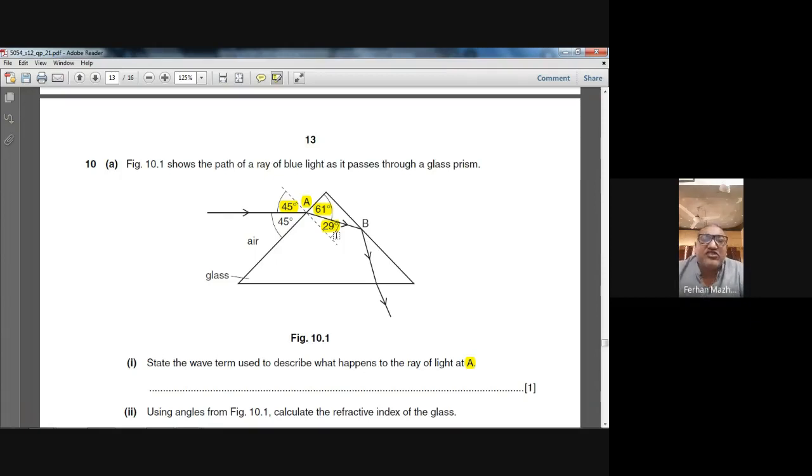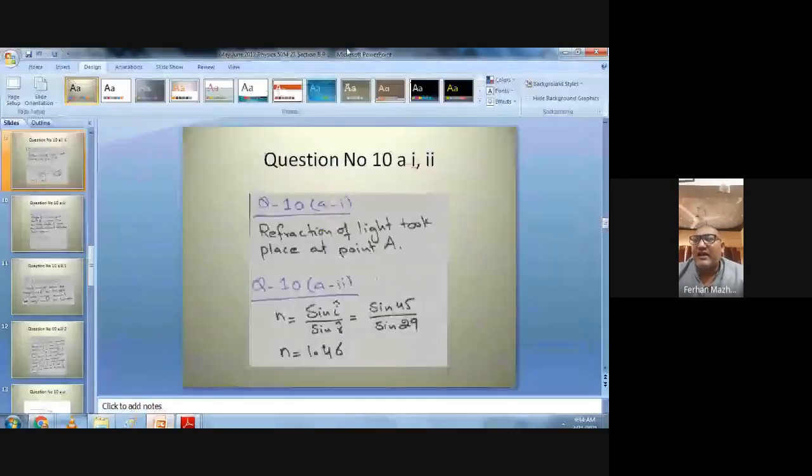N equals sine I divided by sine R. So N equals sine 45 divided by sine 29. I've done this on paper. Let me show you my work, and let me increase the size.